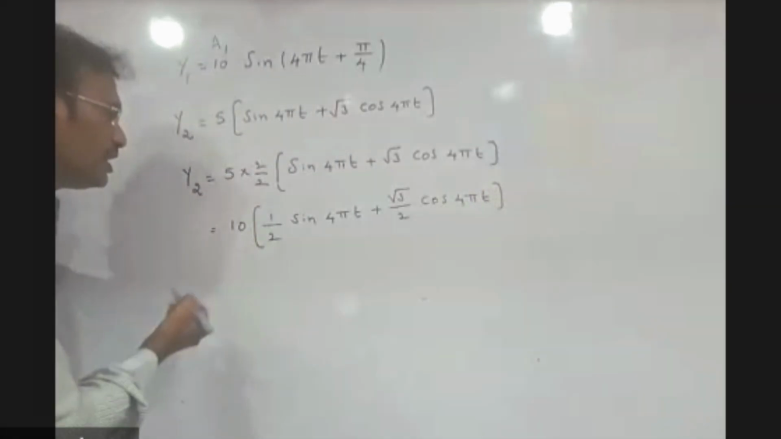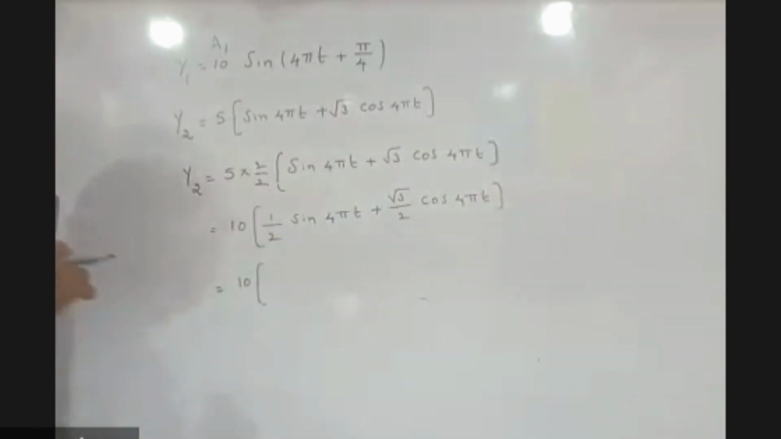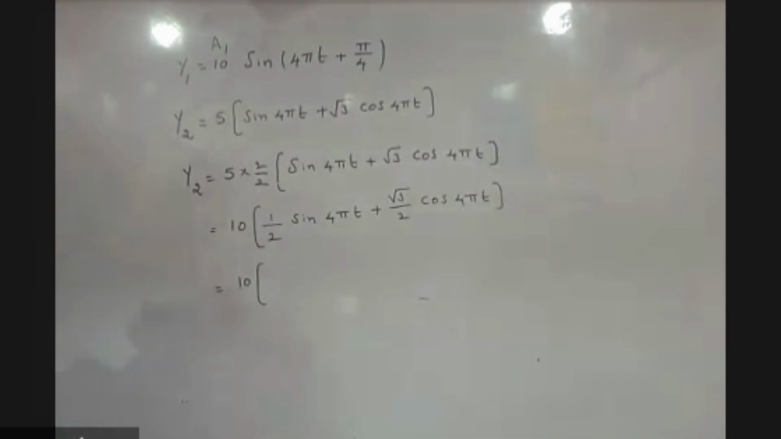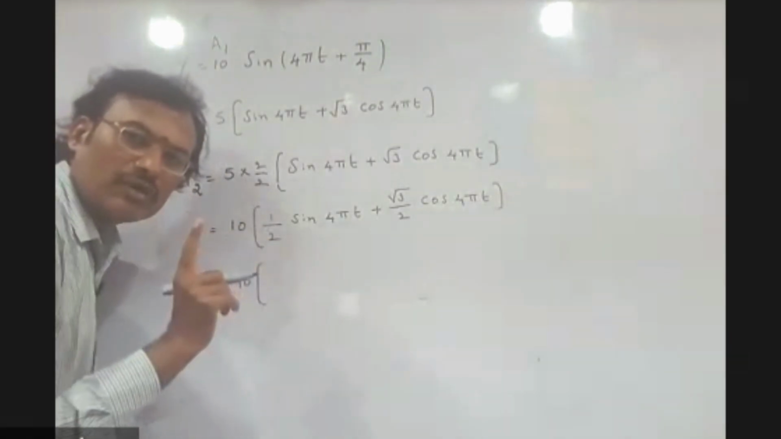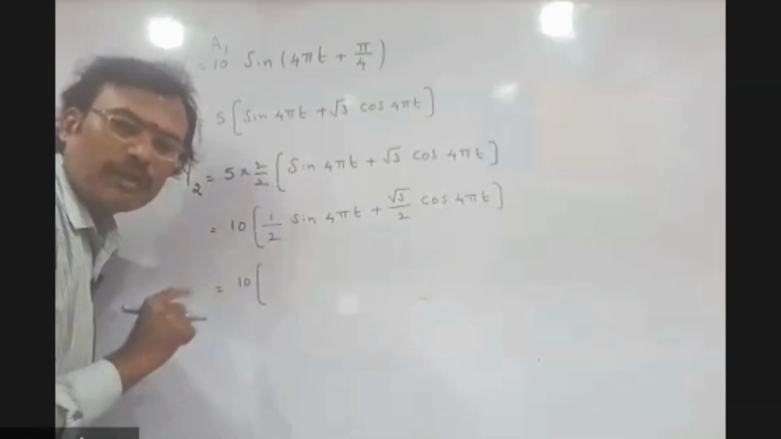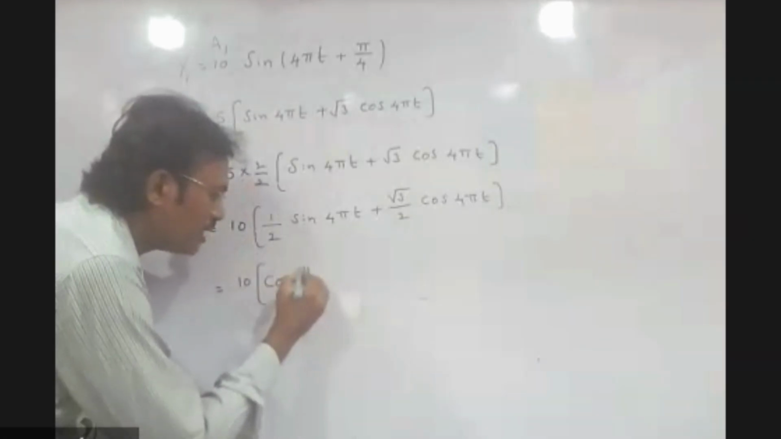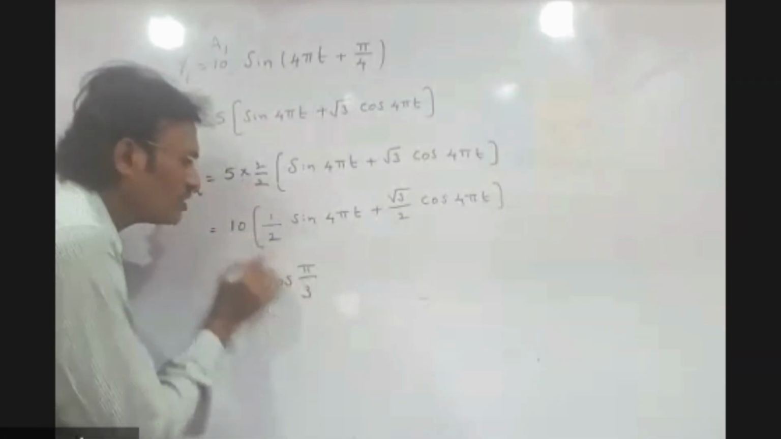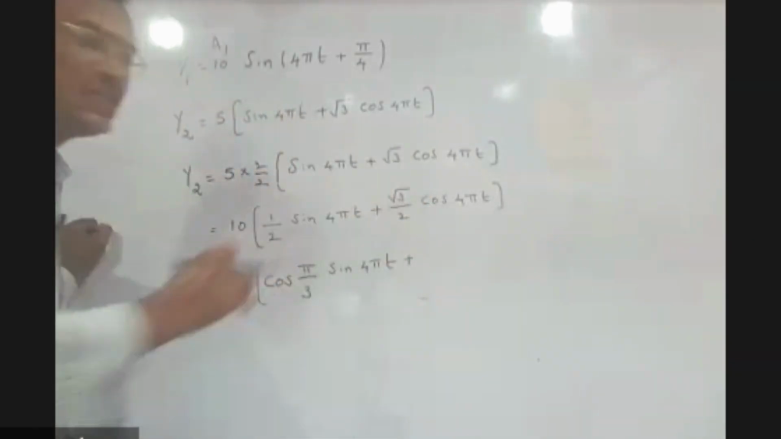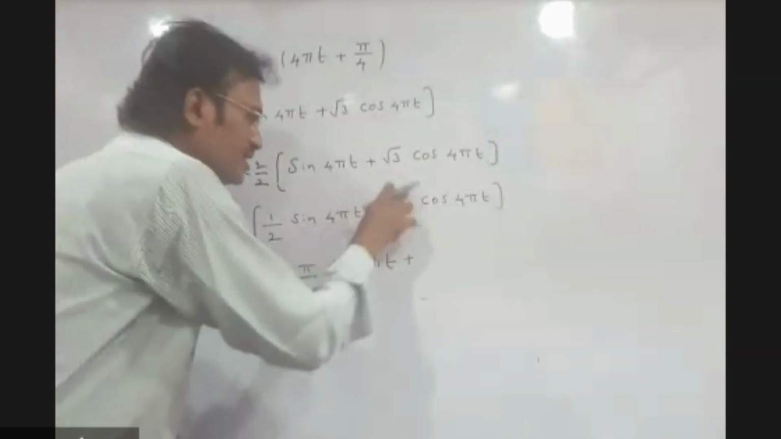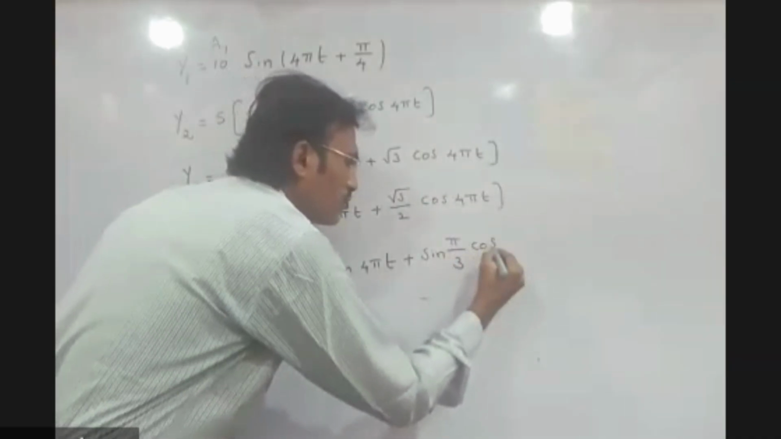Now see this 10 into 1 by 2. This I am writing in the form of cos. Cos 60 is equal to 1 by 2, and 60 I am writing as pi by 3, since pi means 180, and 180 by 3 means 60. So this I am writing as cos pi by 3 sine 4 pi t. This root 3 by 2 is nothing but sine 60, that is sine pi by 3 cos 4 pi t.